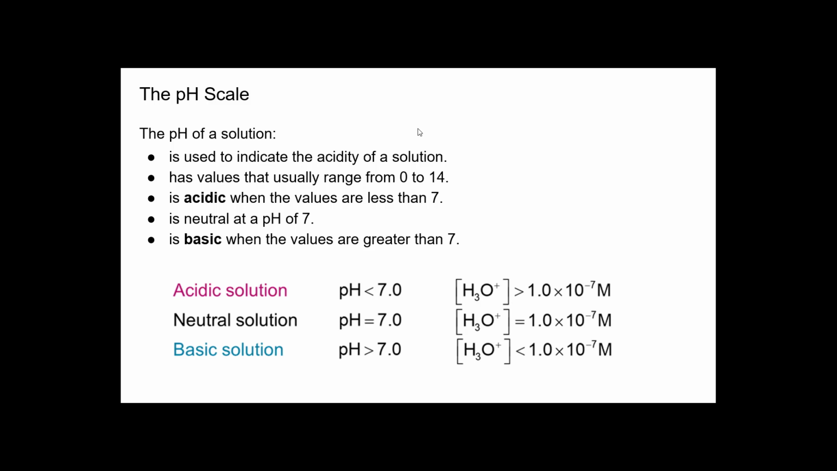So the hydronium concentration, which is what we looked at the last section, for an acidic solution is greater than 1.0 times 10 to the negative 7 molarity. It's neutral if it equals that, and basic if it's less than 1.0 times 10 to the negative 7 molarity. I'm getting so tongue-tied.